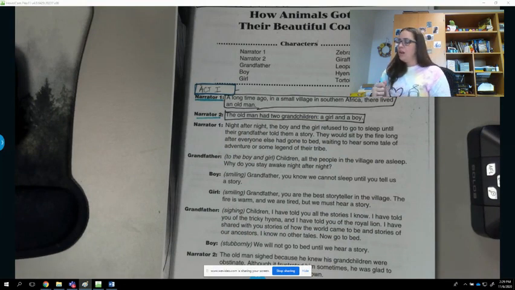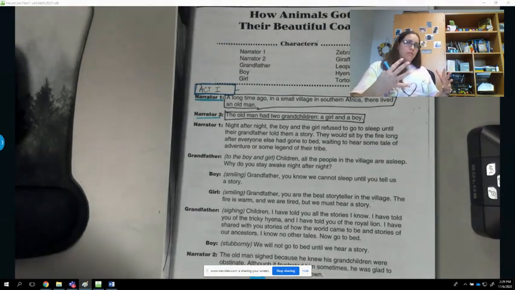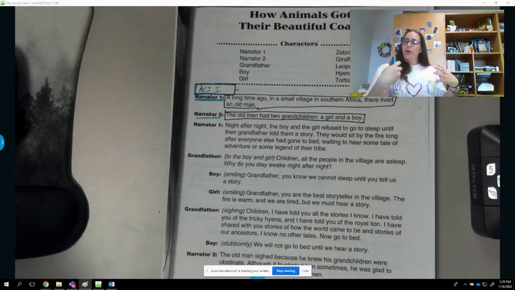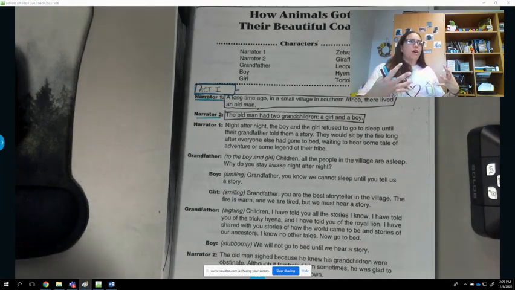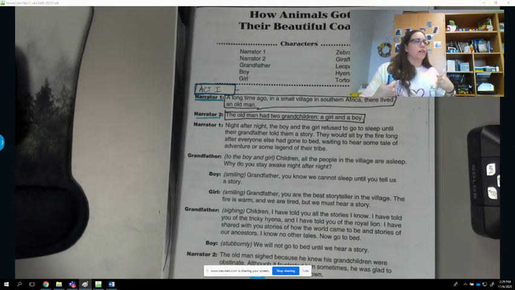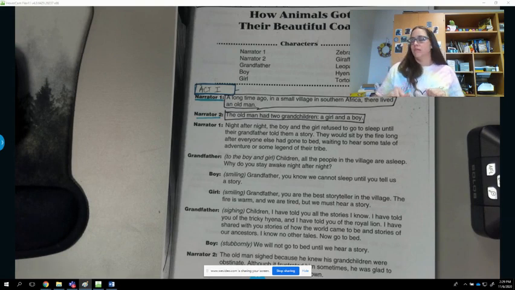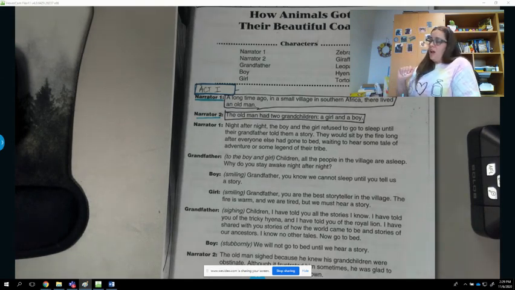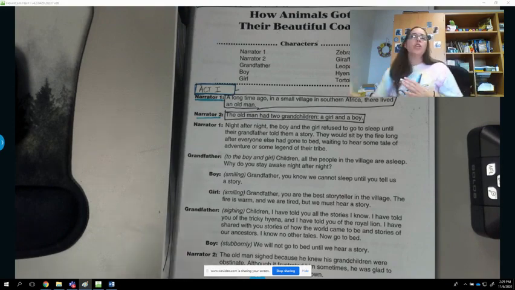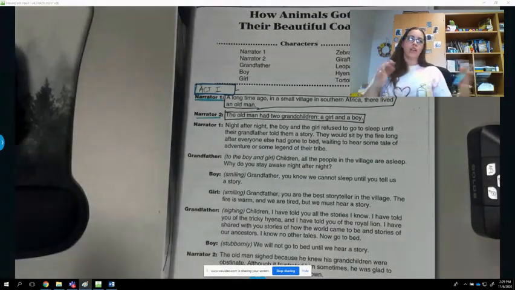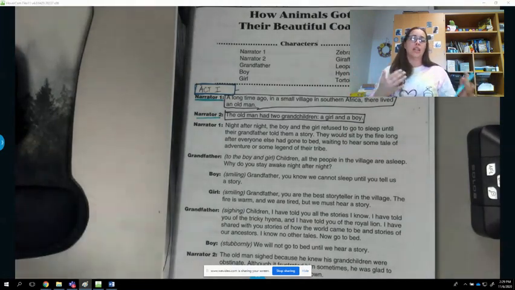They're not going to go, narrator 1, a long time ago in a small village in southern Africa, there lived an old man. Narrator 2, the old man had 2 grandchildren, and a girl and a boy. No, you'd have narrator 1 and narrator 2. And narrator 1, a long time ago in a small village in southern Africa, there lived an old man. The old man had 2 grandchildren, a girl and a boy. So they'd go back and forth like that, talking and using those words and pretending that they were having this actual conversation.